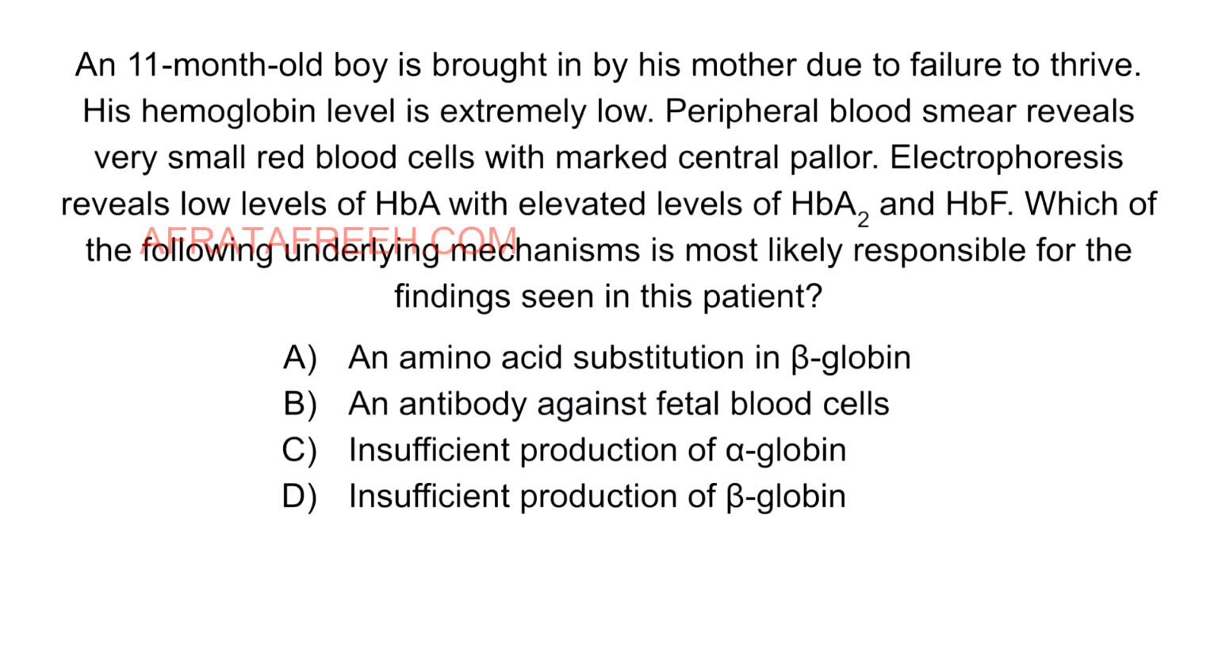An 11-month-old boy is brought in by his mother due to failure to thrive. His hemoglobin level is extremely low. Peripheral blood smear reveals very small red blood cells with marked central pallor. Electrophoresis reveals low levels of hemoglobin A with elevated levels of hemoglobin A2 and hemoglobin F. Which of the following underlying mechanisms is most likely responsible for the findings seen in this patient?